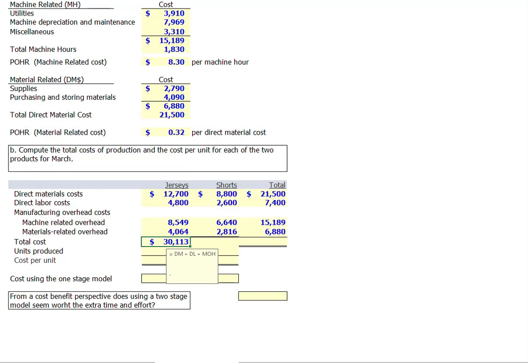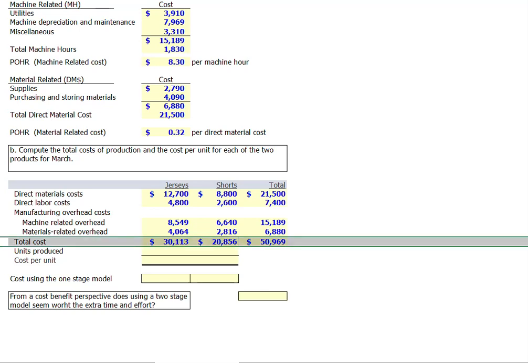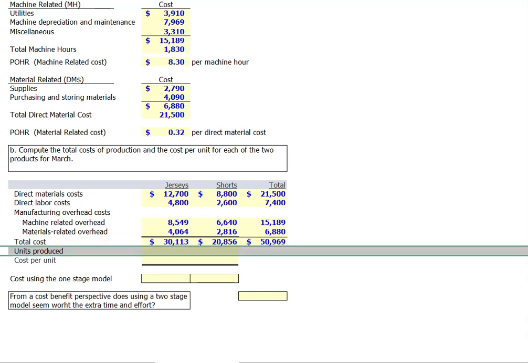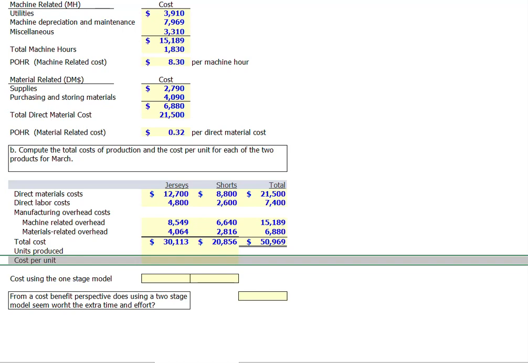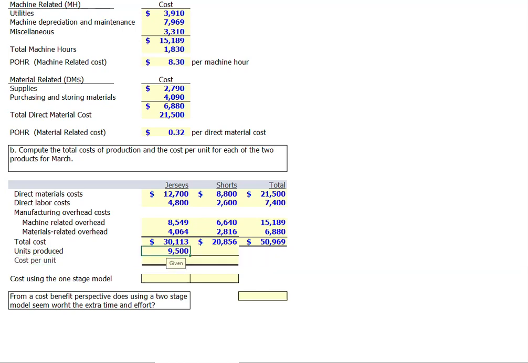Our total cost, direct material, direct labor, manufacturing overhead for the jerseys is $30,000. And for the shorts, it's $20,856, for a total of $50,969. Now we need to take our total costs per product and divide it by the number of units produced, and that will give us our cost per unit. So for jerseys, we have $30,000 in cost. We produced 9,500 units for a total cost per unit of $3.17.